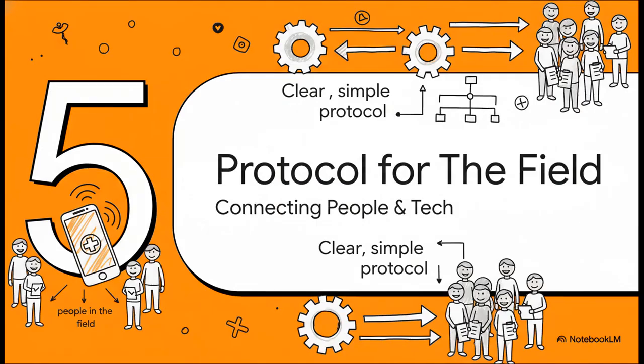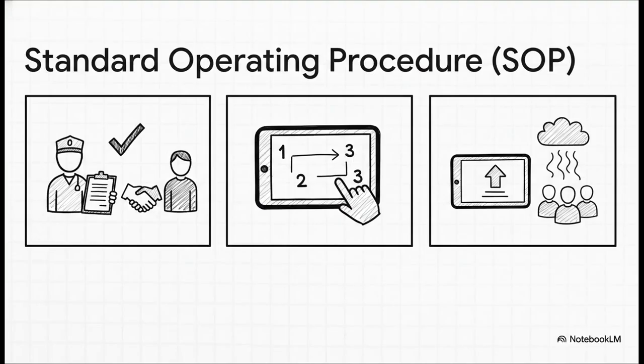Which brings us to a really crucial point. You can have the most perfectly designed, smartest form in the entire world, but it's totally useless if the people in the field don't use it correctly. The technology is only ever half the solution. The other half, that's the human element. You need a clear, simple protocol that connects this awesome tool to the people who are actually using it. And that protocol, that's usually called a standard operating procedure, or an SOP. It just covers the basic human steps that the tech can't do for you.